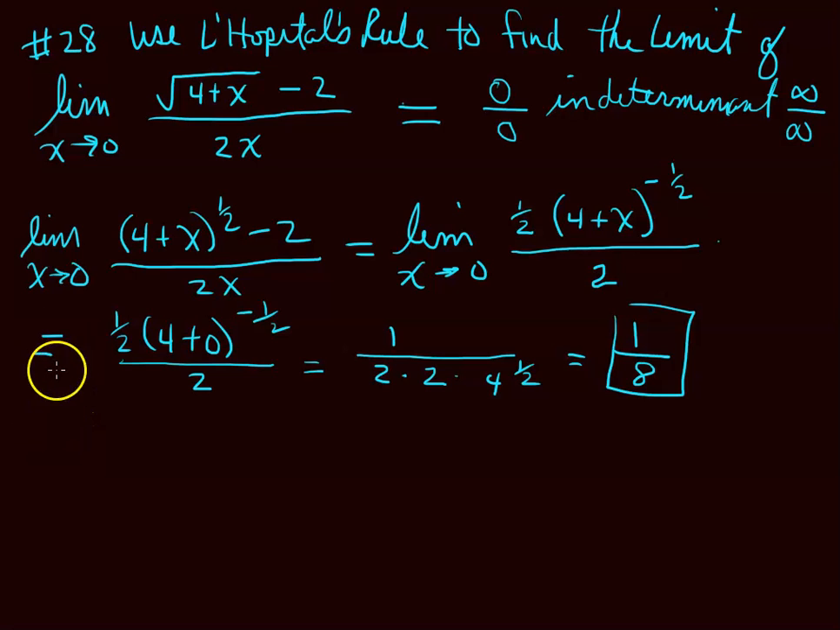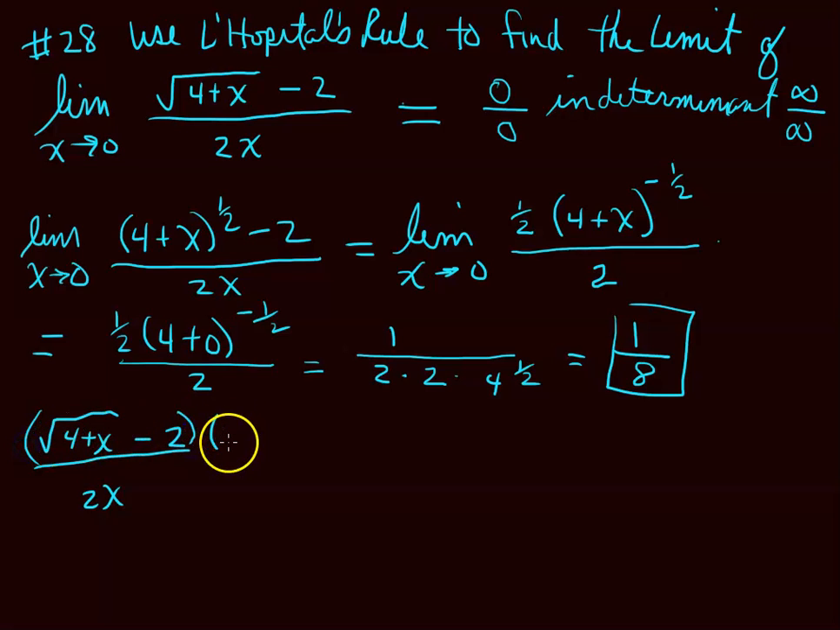Now another way of doing that is taking the numerator, that's the square root of 4 plus x, because it has that square root which is messing things up, and the denominator, and multiply by the conjugate. Think of this as a binomial, and the conjugate is the square root of 4 plus x plus 2.